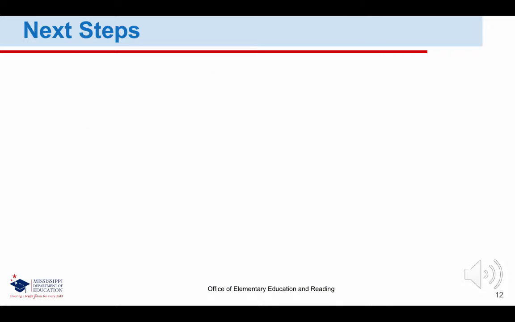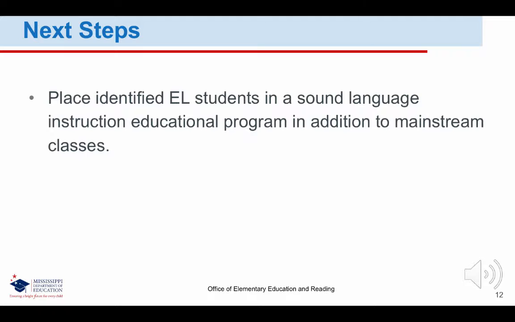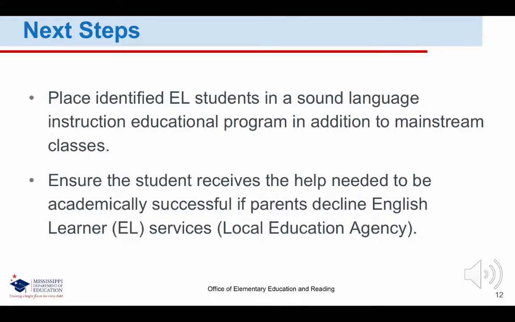Next steps. Once we identify them, we are able to place the identified English learner students in a sound language instruction educational program in addition to mainstream classes. We also need to ensure that the student receives the help needed to be academically successful if parents decline English learner services, and that's the responsibility of the local education agency.